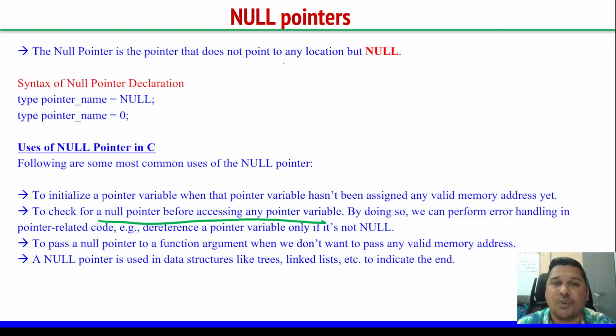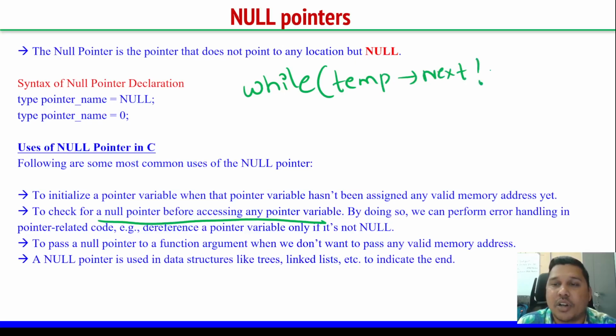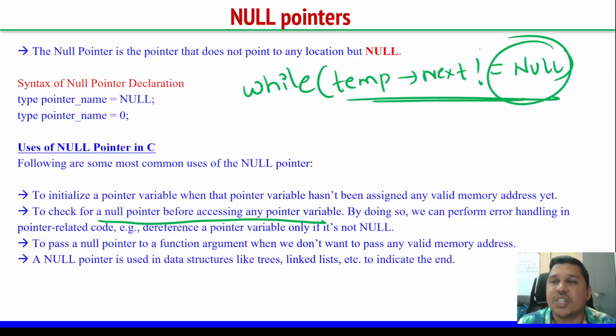If you remember, we were talking about null. While traversing the linked list, we write temp of next not equal to null, right? We are comparing like this. So what is this null? This is a pointer only. You are comparing this with null. It means we are verifying whether the pointer is null or not.